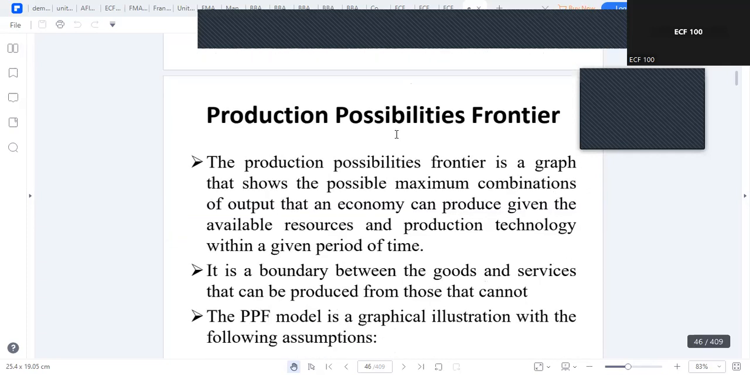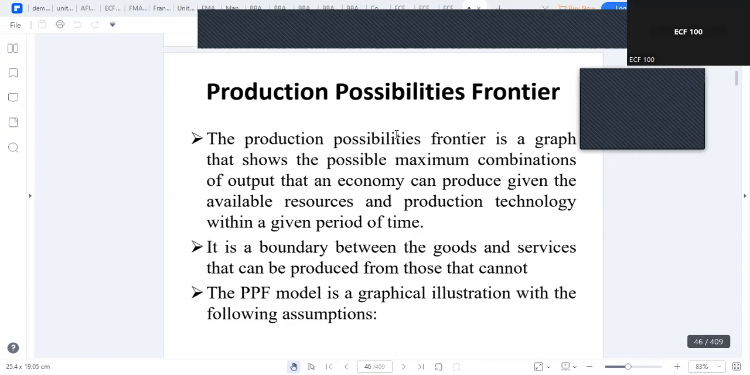We're going to illustrate a PPF as follows. We're going to show how the graph is able to depict the maximum combinations of an output of two goods, assumably two key goods that a firm, an organization, or a country may be producing.